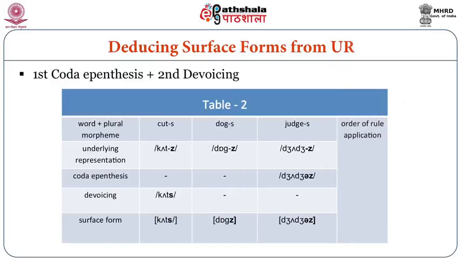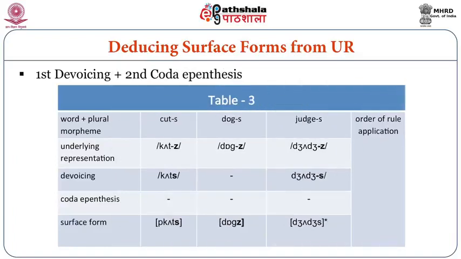So on your screen, just find this deducing of surface forms from UR. First coda epenthesis plus second devoicing. The example is there with the plural morpheme: cut, cuts, dog, dogs, judge, judges. So how all these things are taking shape and what is the order of rule application is shown. In table 3 you can see the deducing of surface forms from UR, and that is first devoicing plus second coda epenthesis.